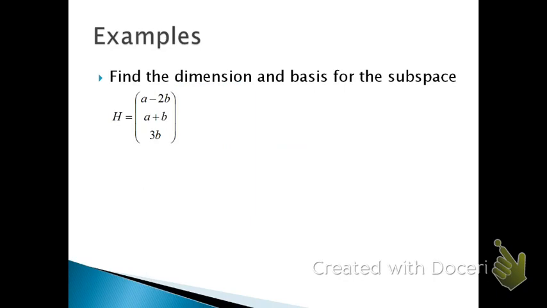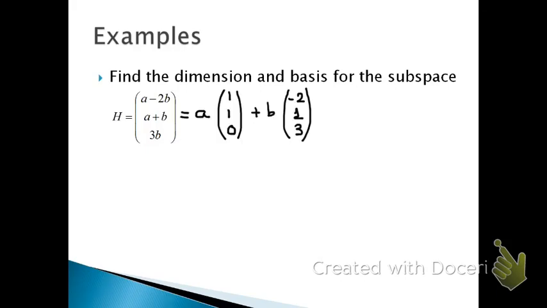Let's look at the following subspace. This is a subspace H, and notice that it has quantities a and b within it. And a and b, in this case, can take on any real numbers. So there are infinitely many vectors in this subspace.